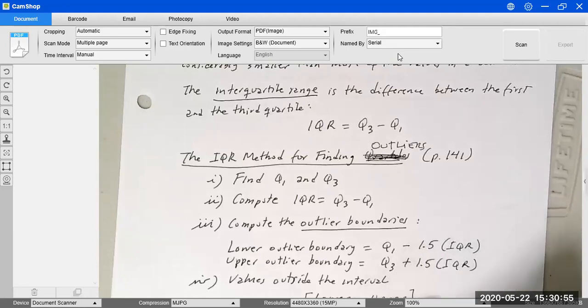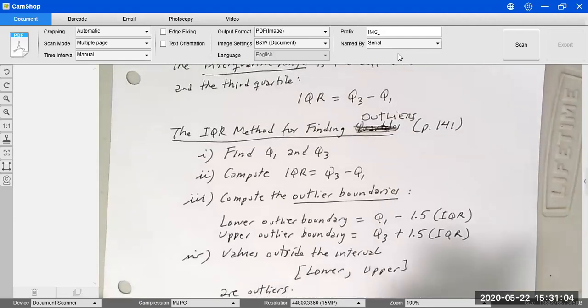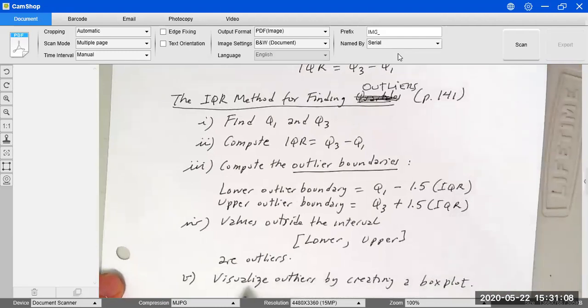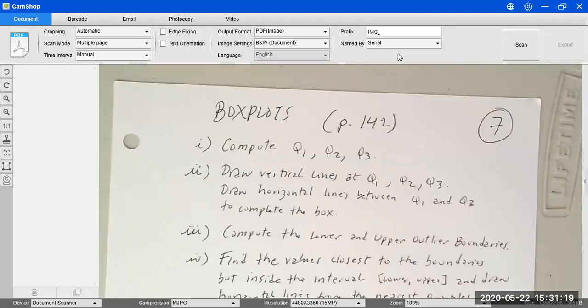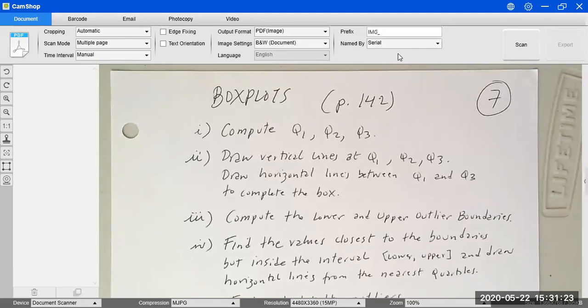Then the values that are outside of this interval, when you have the lower and the upper limit, are going to be outliers. We're going to have a final tool, a graphical tool, to visualize outliers, and it's going to be the box plot. A box plot is a tool that we're going to use to visualize a data set, and also to see the outliers in the data set.